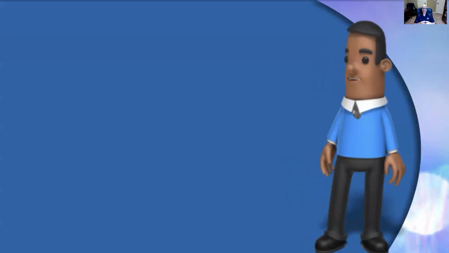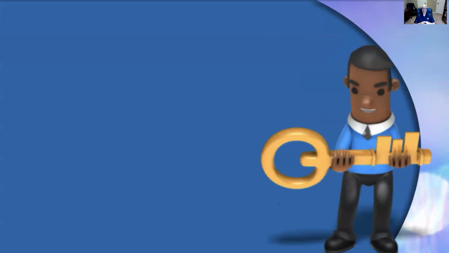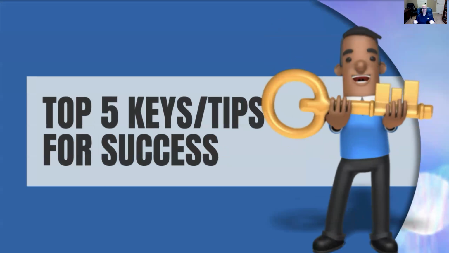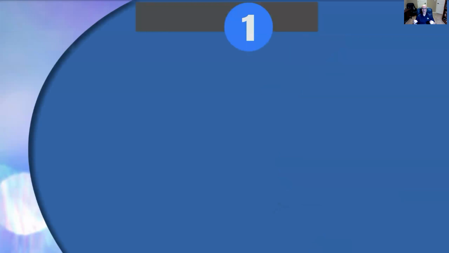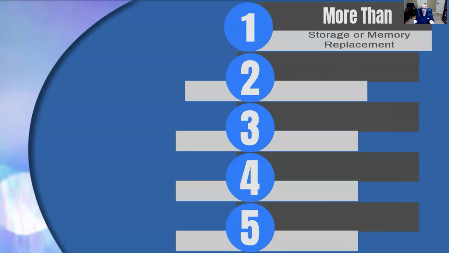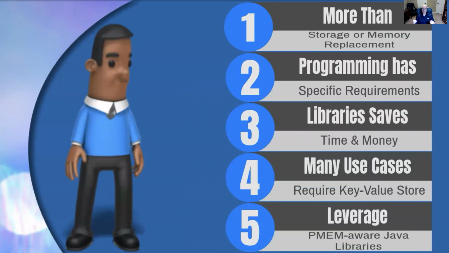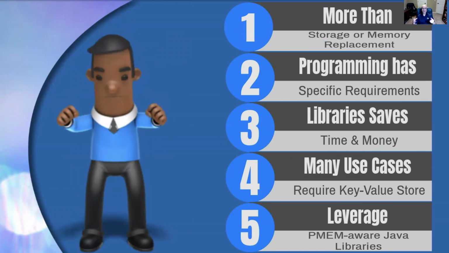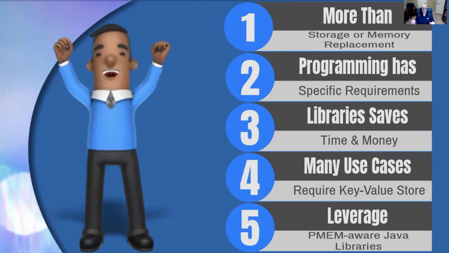So let's talk about the part that's near and dear to all our hearts, which is keys and tips for success. There are five of them. First, you've got to remember this is more than storage or memory replacement. And programming has specific requirements, and libraries can save you a ton of time and money. There are many use cases that require key value stores, and there's an embedded key value store that leverages PMEM-aware Java libraries. Let's go through each of these for a moment.